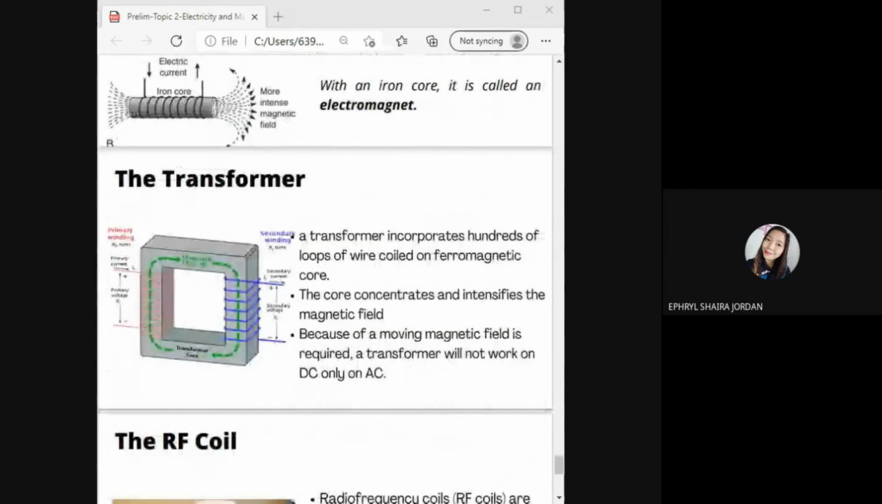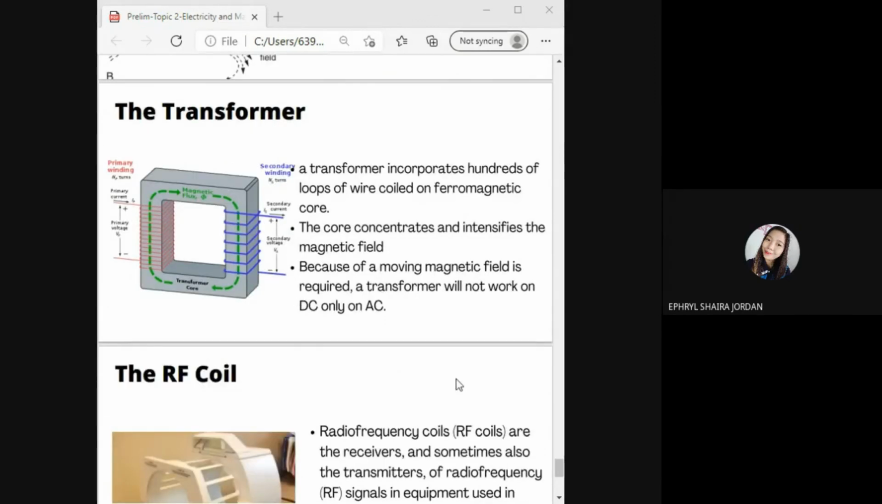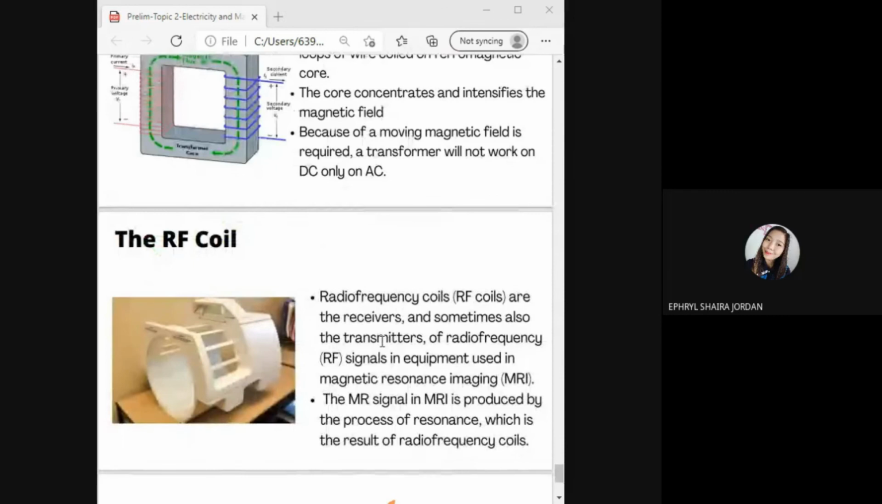Okay, the transformer. A transformer incorporates hundreds of loops of wire coiled on a ferromagnetic core, and the core concentrates and intensifies the magnetic field. Because a moving magnetic field is required, a transformer will not work on DC, but only on AC or alternating current.